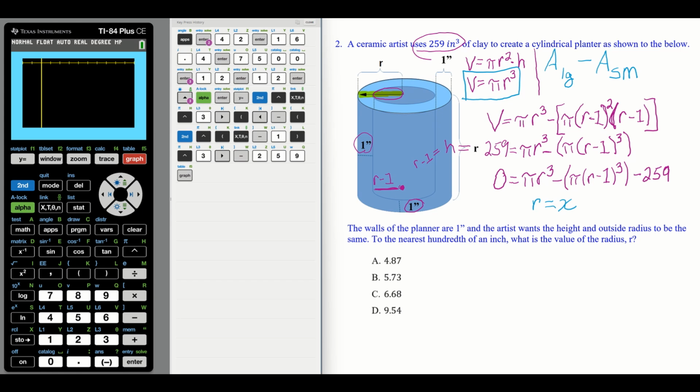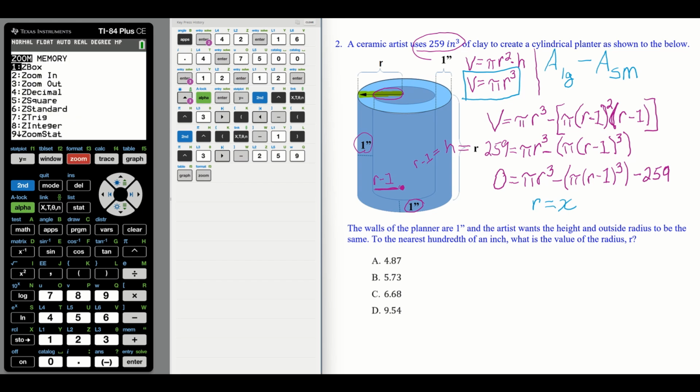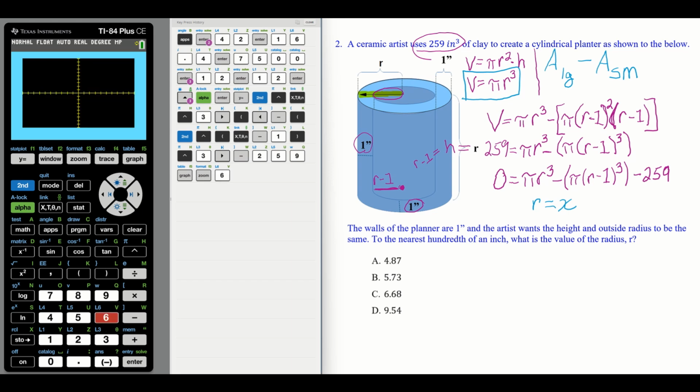Okay, looks like we're going to have problems with our window. That's fine. What you need to do is move your window around. So let's go to window. The first thing I like to do is check number 6, where it says Z standard. What does it give me?